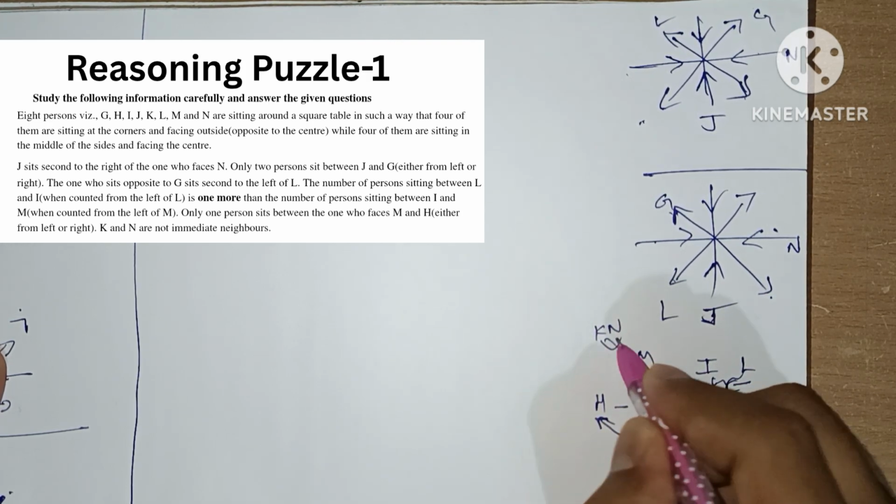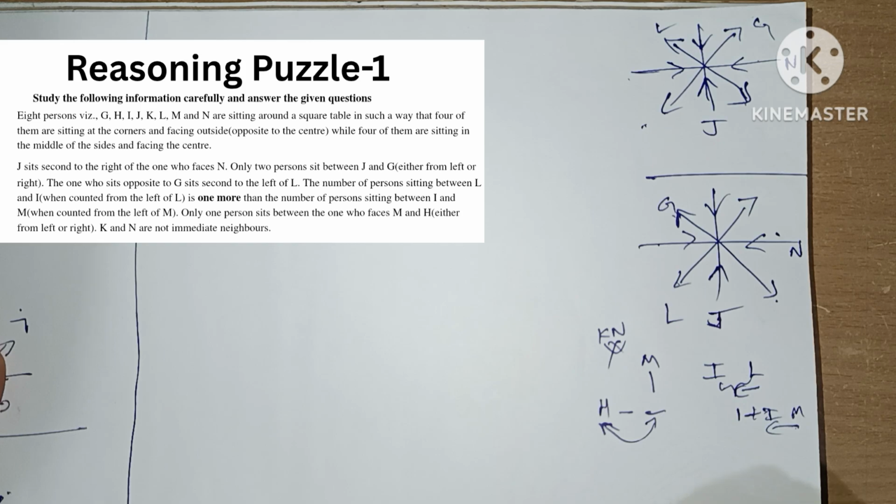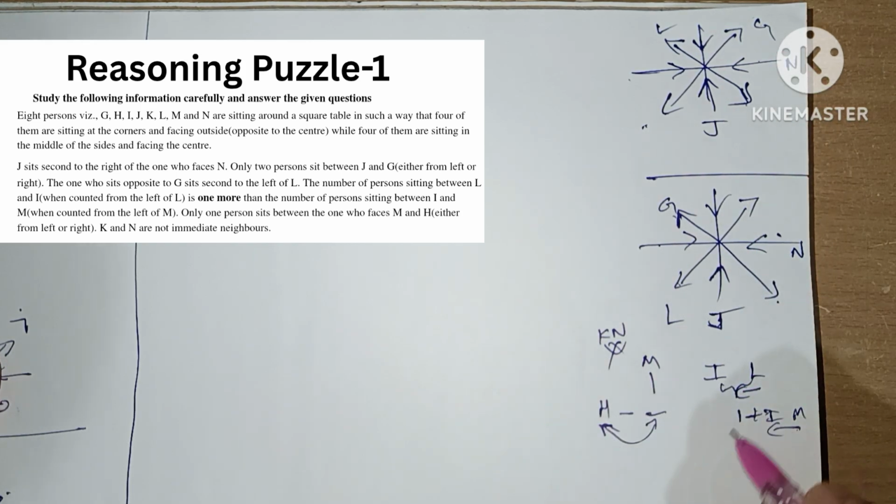K and N are not immediate persons. So these are the rough statements. Now we need to find the solution using these rough statements.